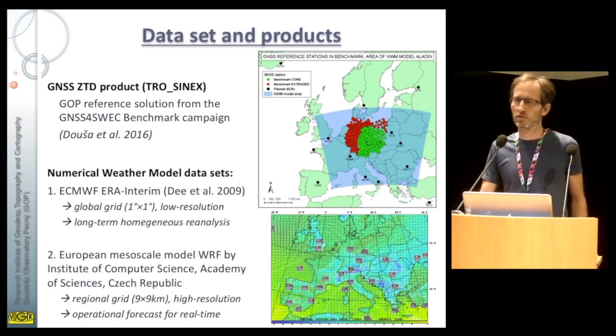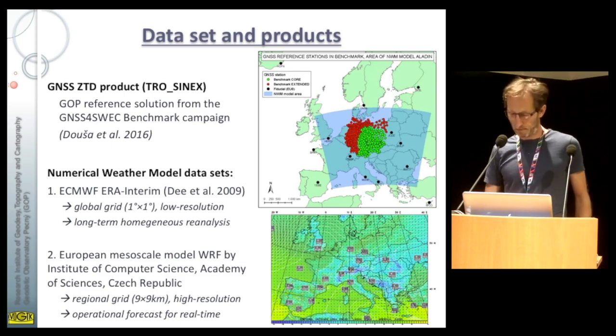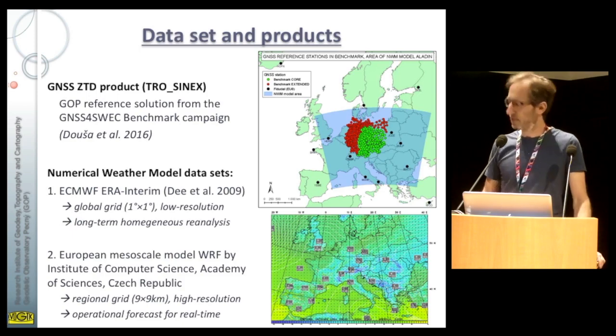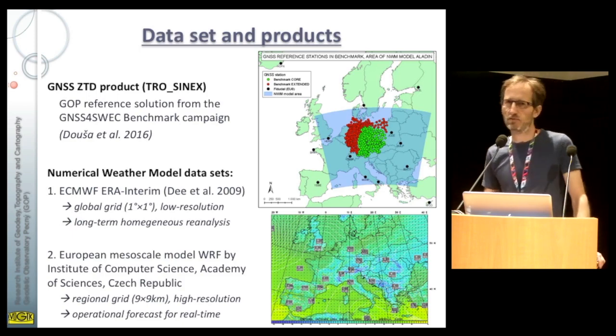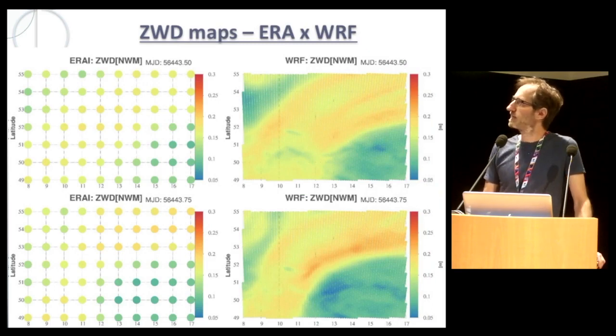And it's a really operational forecast, which has the domain over all of Europe, or most of Europe. And we had GNSS stations in this central part of Europe, over 400 stations. And this is exactly what you can see, the two-epoch snapshot for the ERA-Interim on the left-hand side and the WRF forecast on the right-hand side.